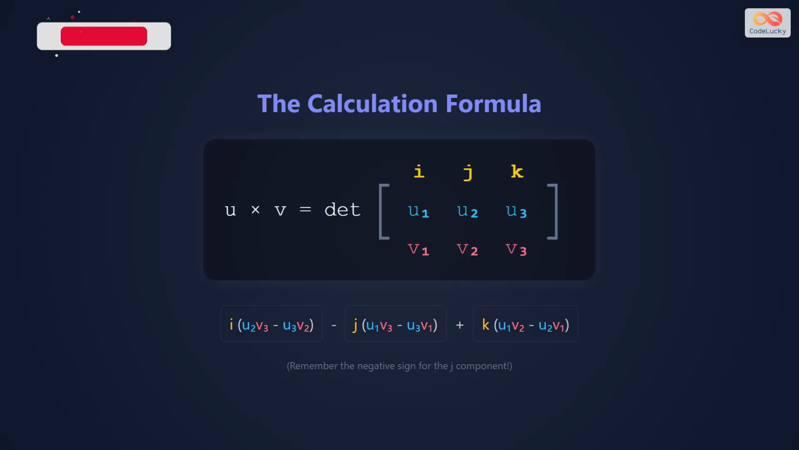Now, how do we actually calculate it? We use the standard basis vectors i, j, and k. The formula is often remembered using a determinant of a matrix. The top row is i, j, k. The second row components are from vector u, and the third row components are from vector v. When we expand this, we get the formula shown below. Be very careful with the middle term, the j component, as it must be subtracted.